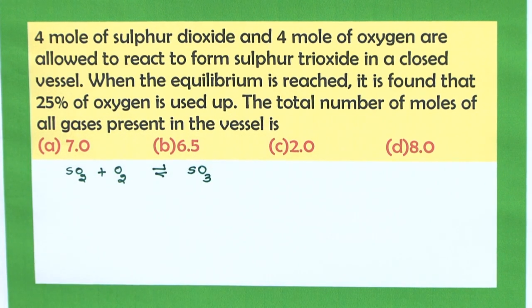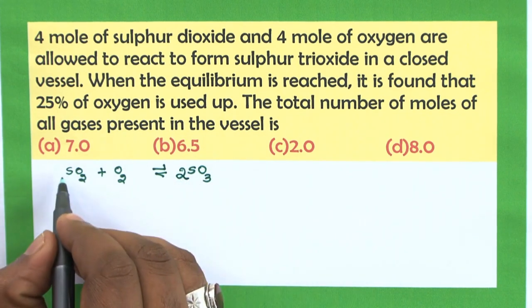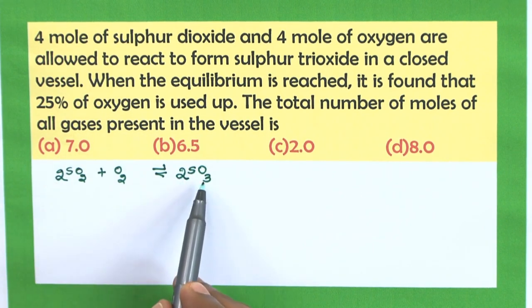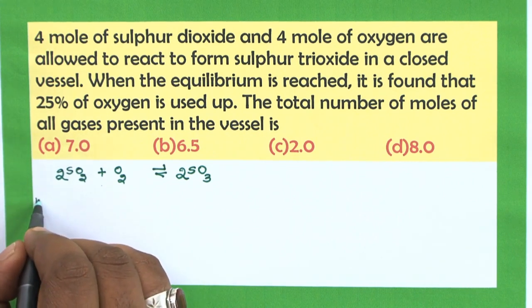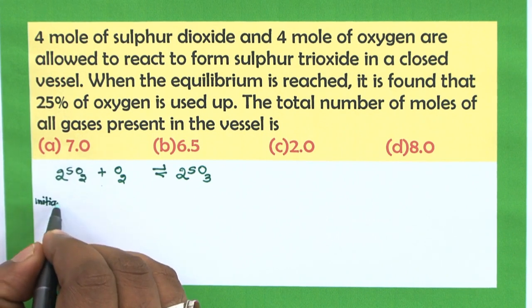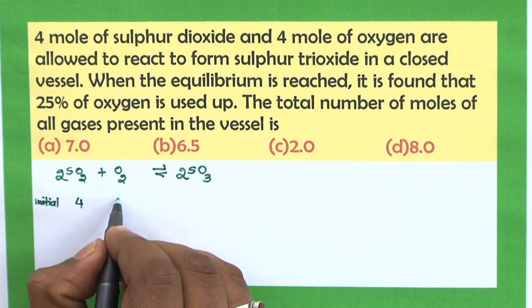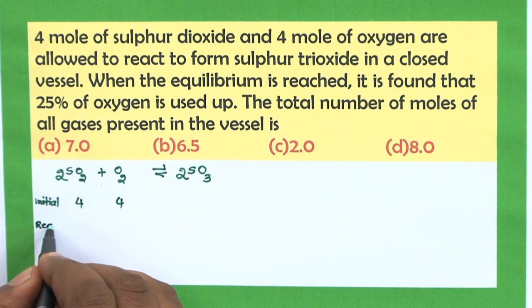Let us balance the equation first. Now the equation is balanced: 2 sulfur, 6 oxygen, 6 oxygen. Let us see the initial moles they have given. They have given 4 moles of sulfur dioxide, 4 moles of oxygen, and then the moles that have reacted.